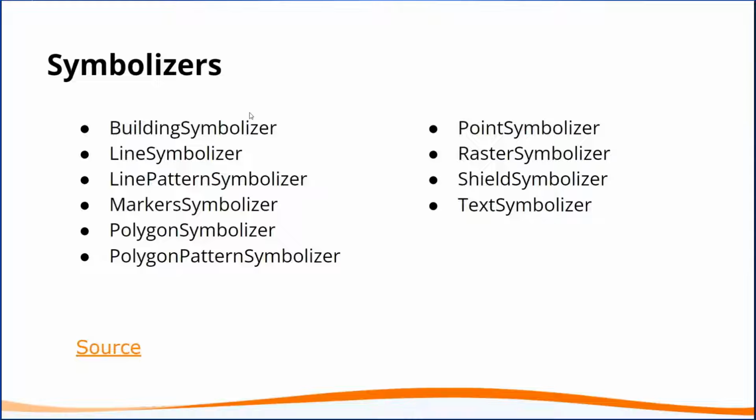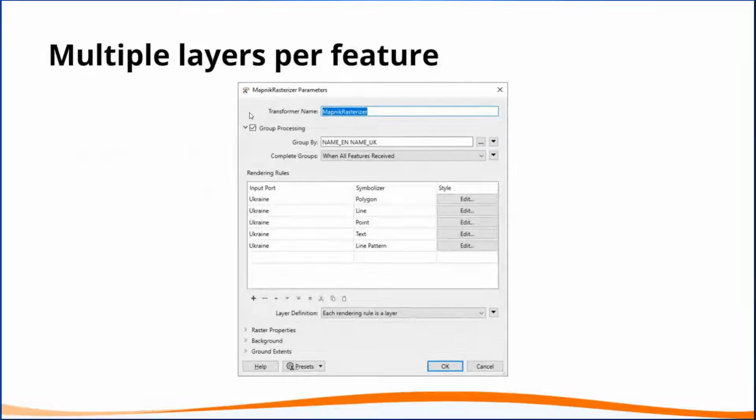Polygon pattern symbolizer allows you to fill your area with some patterns. Again, I have that in my demos. Raster symbolizer allows you to have a raster background. Shield symbolizer is a combination of point or marker and text. The best example would be highway shields, where you have some icon and a text, a number of the highway, on top of that. So that will be another demo that we have today.